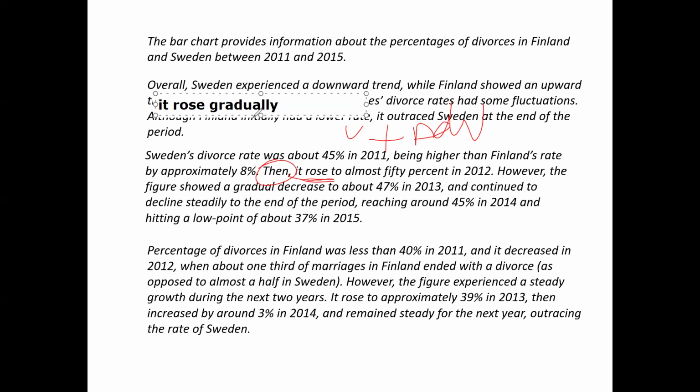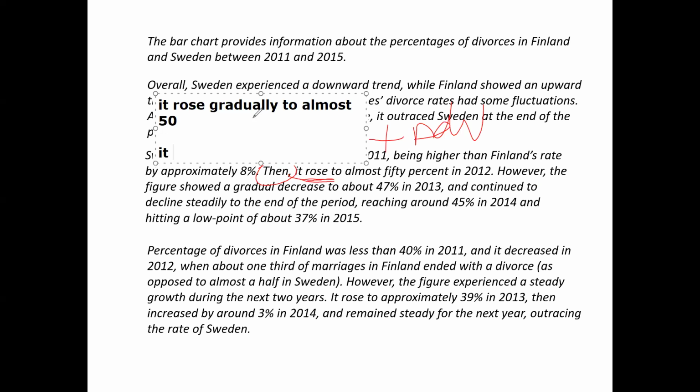So the final value is what? 50. So can I say to almost 50? But before that it was 48, right? Can I write like this? It rose gradually. Now, if I want to write the difference between 48 and 50, what's the difference? 2 is the difference. 2% is the difference.